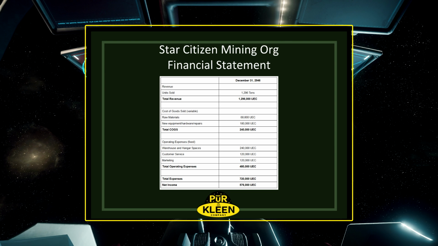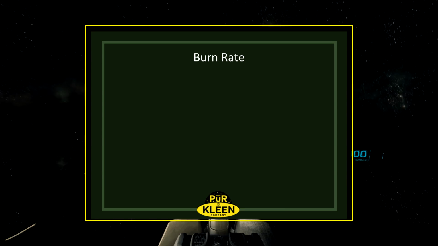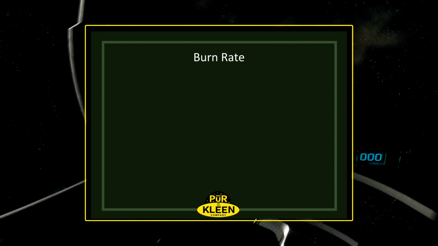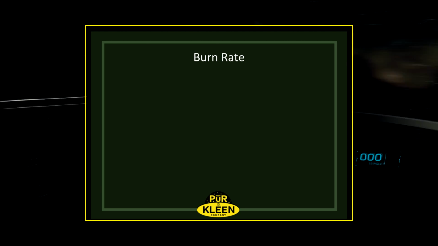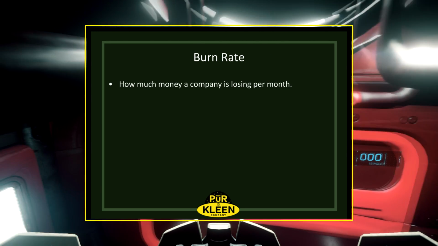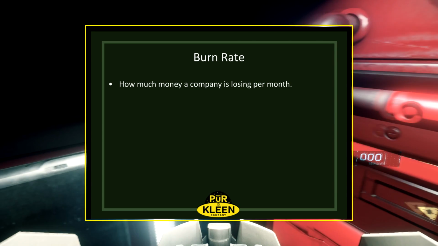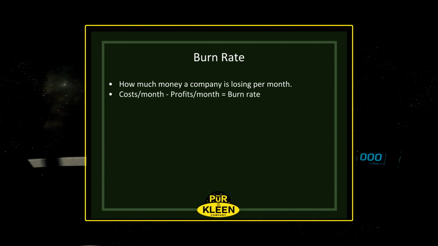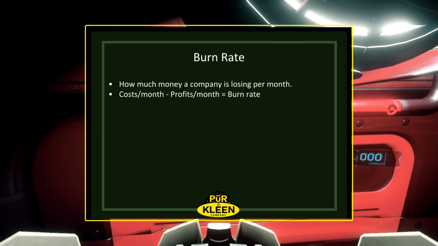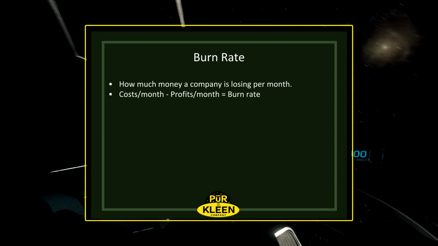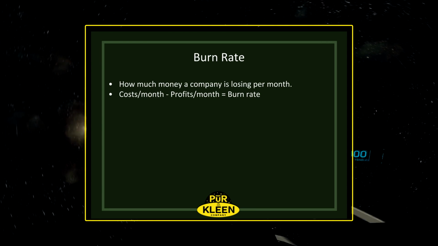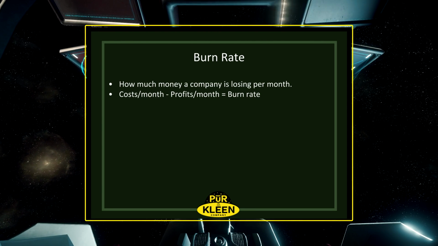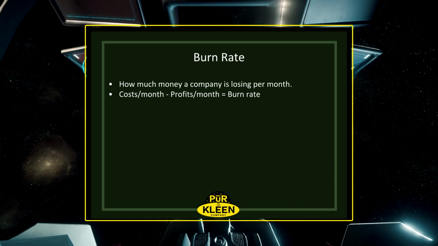Another thing to keep in mind is your burn rate. So in the eventuality that this number is not positive, that you're actually losing money, then you want to know what your burn rate is. And the burn rate is just a measure of how much money a company is losing per month. So the way you calculate it is your total cost per month minus your profits per month gives you your burn rate. So it could be that you're bleeding 60,000 UEC per month. And in our case, we don't calculate our burn rate because we're actually making money.